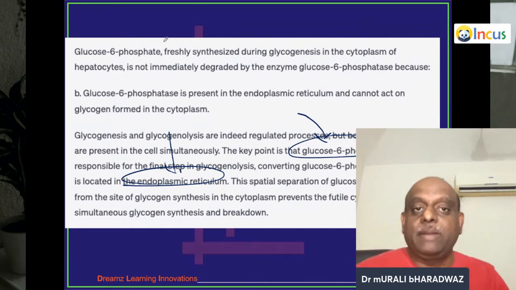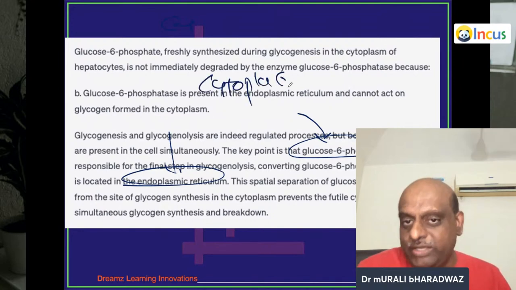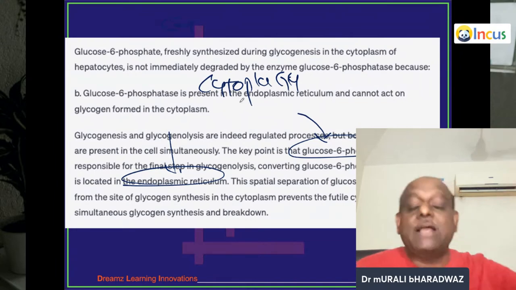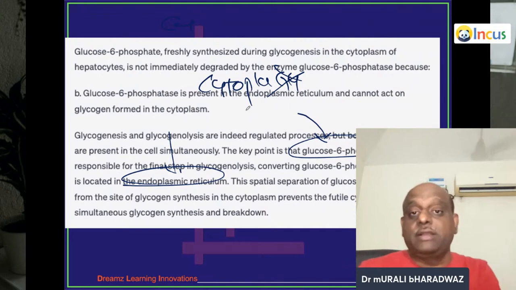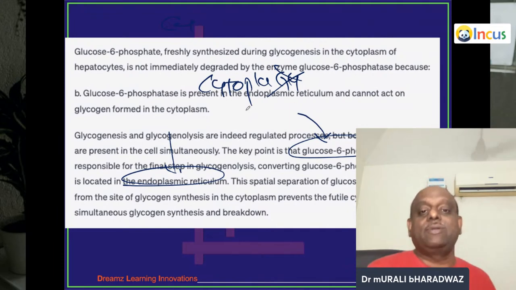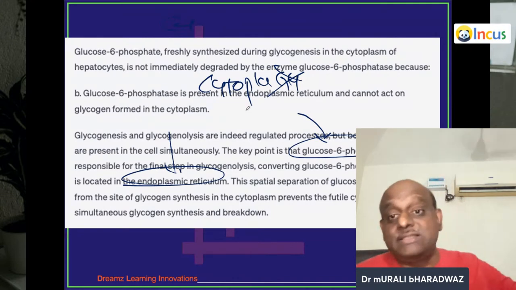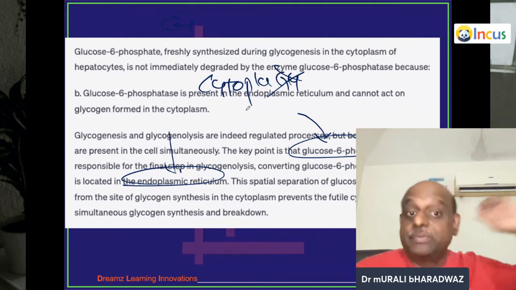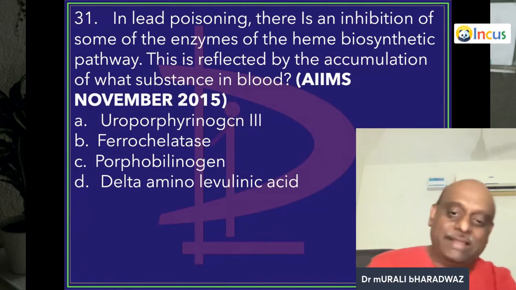For example, if the glycogen phosphorylase were in the cytoplasm instead of the endoplasmic reticulum, then all the glycogen formed would be broken down. It's a futile cycle that is prevented because glucose-6-phosphatase is located in the endoplasmic reticulum, is what you need to remember.